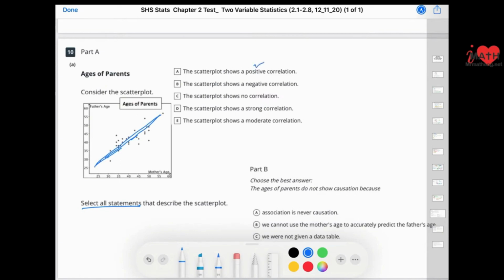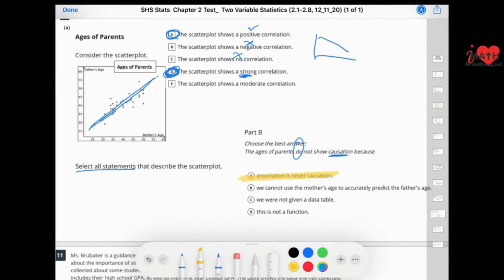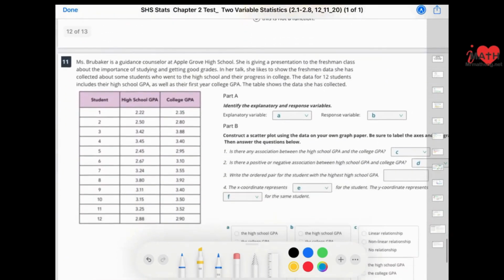Does it show positive? Yes. Is it a negative correlation? No, because that would be this way, right? No correlation, no. Okay, strong and moderate. I generally think that most of these are close to the line. Pretty strong, so the answers are A and D. Question number 11.